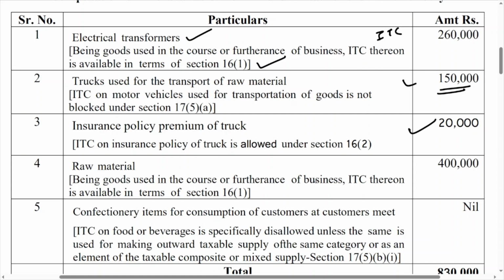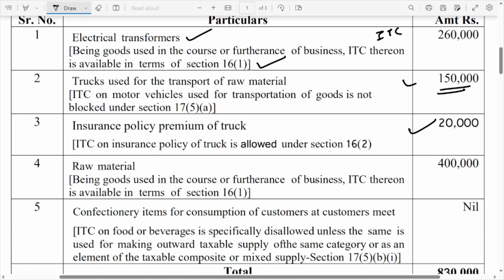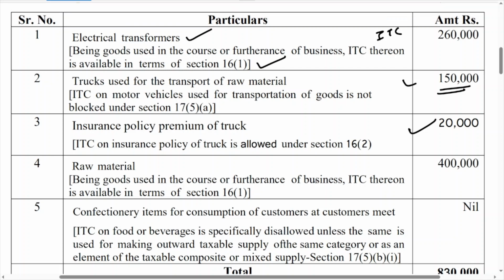Now next one is raw material. So obviously, is raw material credit available or not? You have purchased the raw material. On that you have paid GST of rupees 4 lakh. So being goods used in the course or furtherance of business, ITC thereon is available in terms of section 16 subsection 1, because any goods purchased for the business or in the course or furtherance of the business, whatever GST paid on it, credit is available.